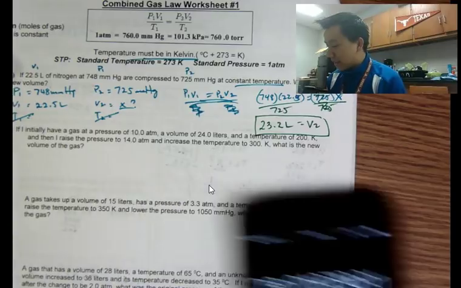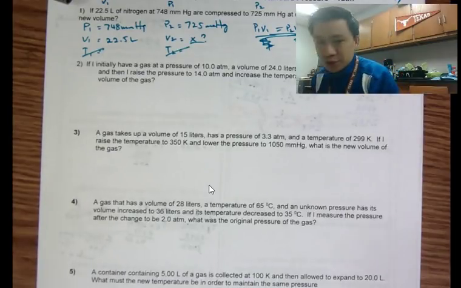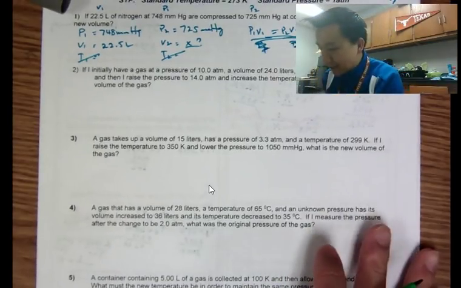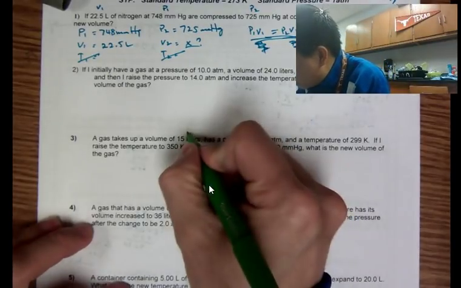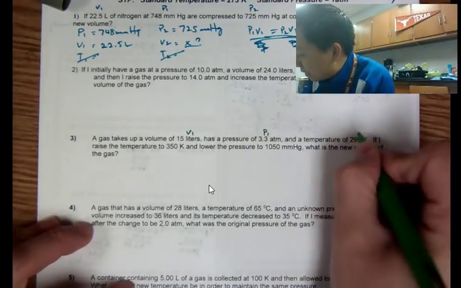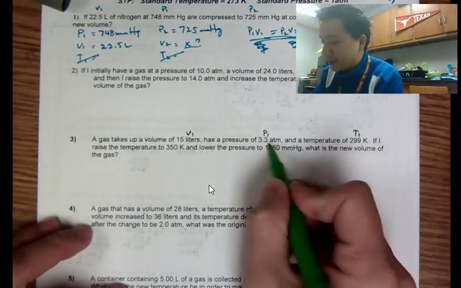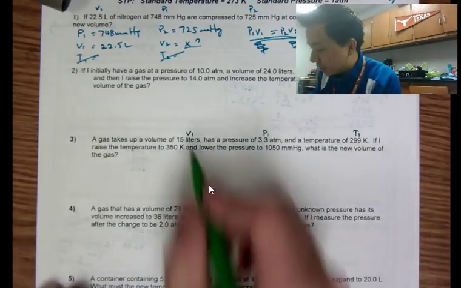Let me look for one that has all the variables. Here it is. Look at number 3. A gas takes up a volume of 15 liters. So this is V1. This is P1. And this is T1. It's Kelvin. ATM is the pressure. So recognize them by their units. Liters is a volume.